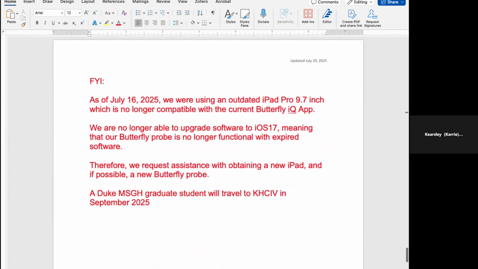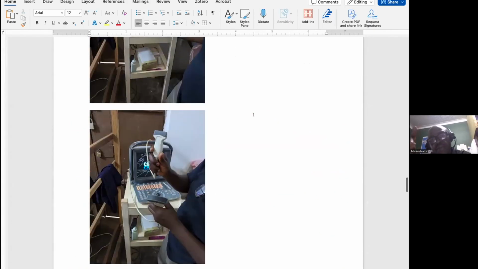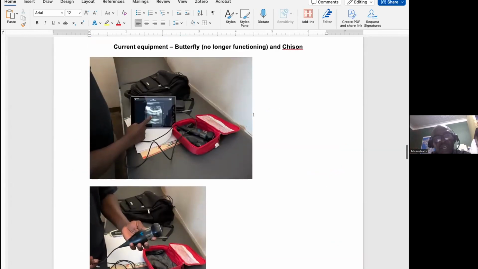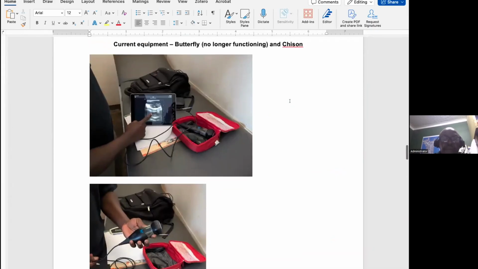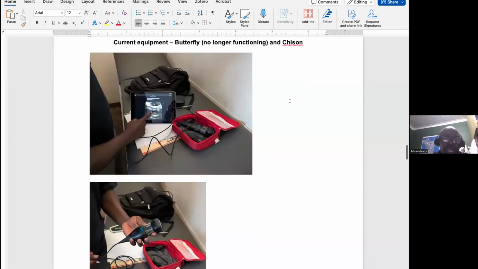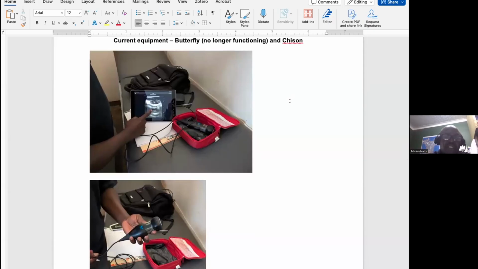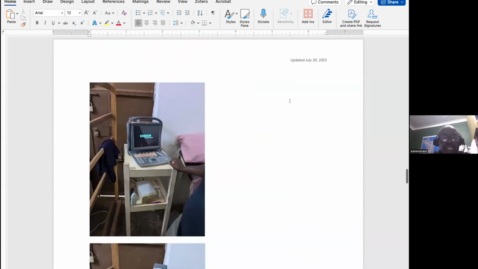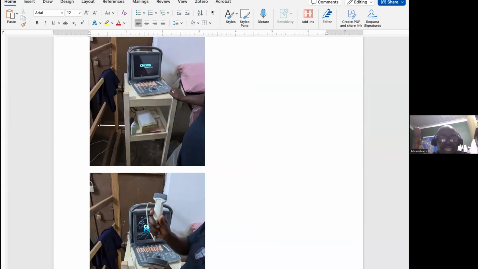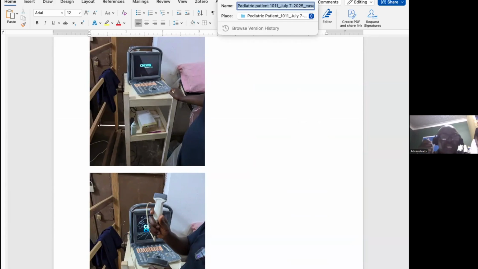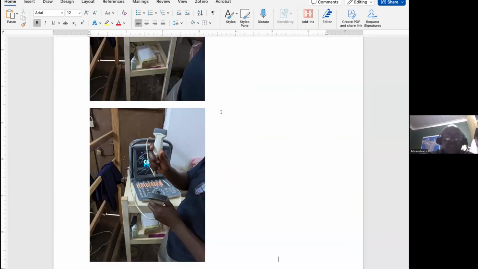You can show us the picture of the machines we are using. This one is the butterfly that we have been using, and we use it on an iPad. You're supposed to use iPads or iPhones. This other machine is called a Chison. It has both a linear and a curvilinear probe, and it's outside of the facility. The other one is mobile. This one is fixed.